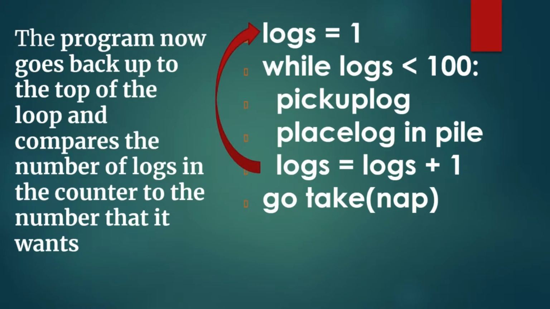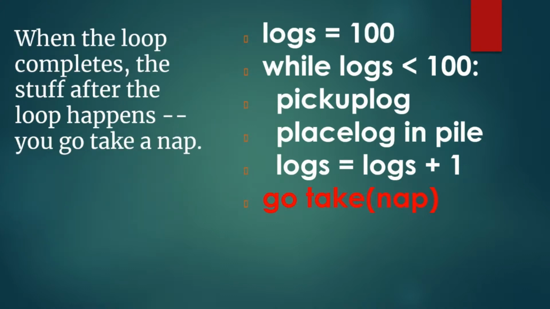As long as the number of logs in our counter is less than 100, it's going to continue through this loop. Now, if we get to the point where the logs does equal 100, so we've put 100 logs into our pile, when we get to that second line where it says while logs is less than 100, well, now it's not less than 100, so we're going to skip the loop and go take a nap. As long as that second line is true, it's going to continue the loop.